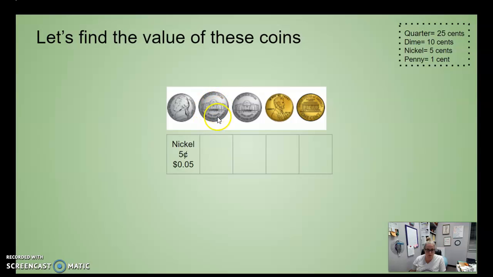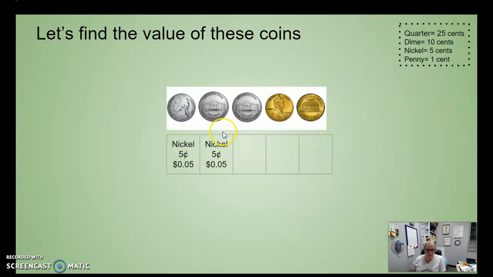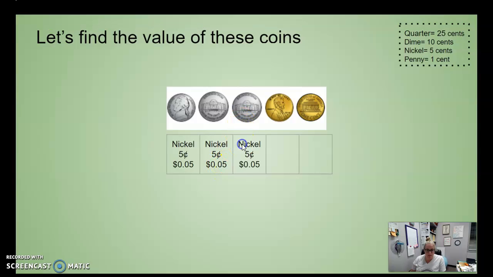What is this coin called? That's right. It is also a nickel. So I'm going to write nickel, 5 cents, dollar sign, 0.05. This one is a nickel. So I'm still writing the name, nickel, 5 cents, dollar sign, 0.05.